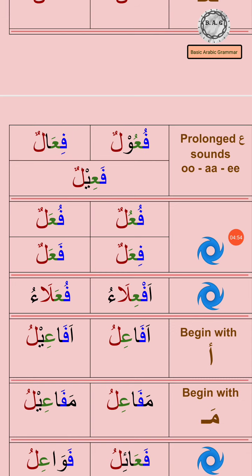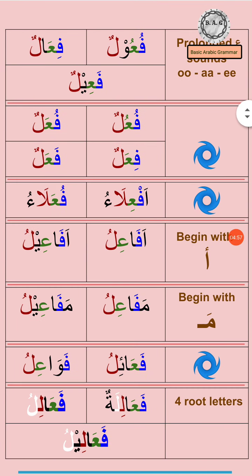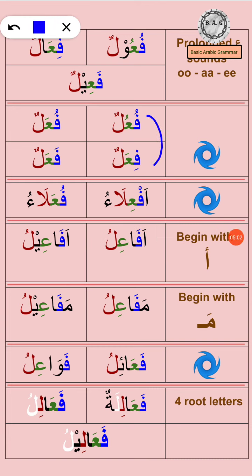Then the next group is the one that doesn't involve addition of any extra letter. It's just various combinations of harakat. So we have fu'ulun, fu'alun, fi'alun, fa'alun. Next group is the one that is ending with a hamza. So af'ila'u and fu'ala'u. Af'ila'u, fu'ala'u.